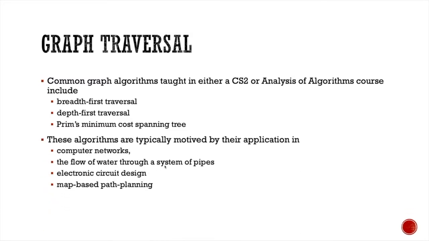And these algorithms are typically motivated by their application in other domains such as computer networks, the flow of water through a system of pipes, or oil flow through an oil refinery, electronic circuit design, or even more recently in the GIS circles, map-based path planning.